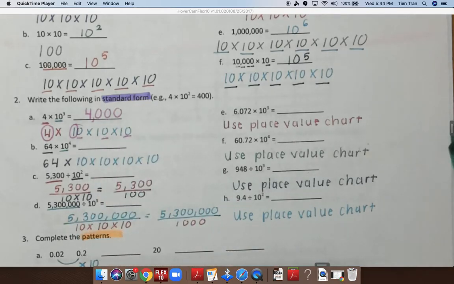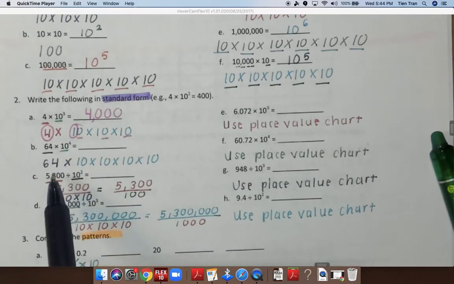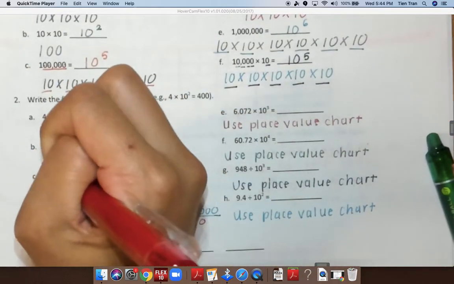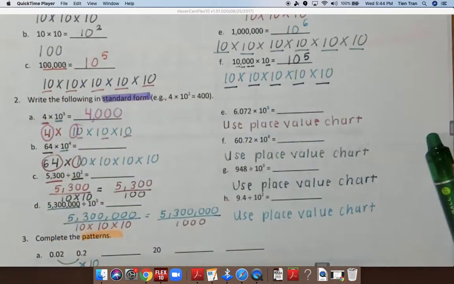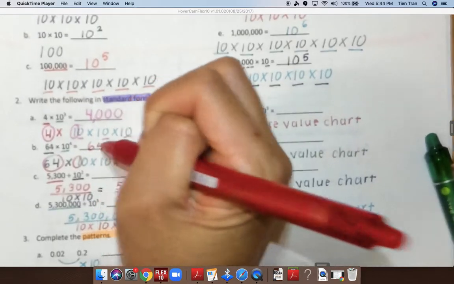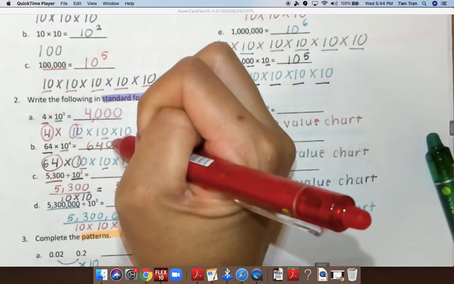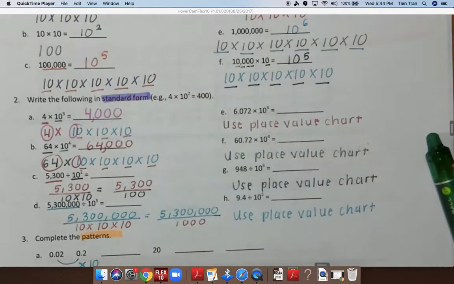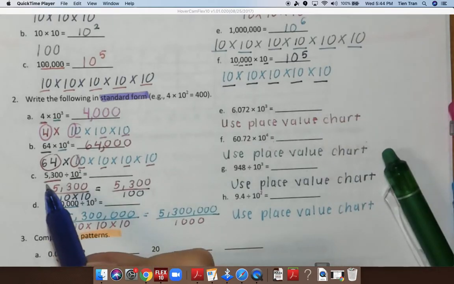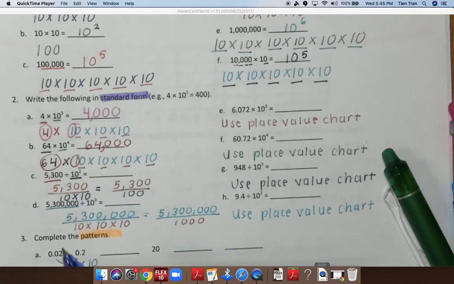Okay, now I'm going to try the next problem. We have 64 times 10 to the power of 4. Same thing. I'm first going to multiply 64 times 1. 64 times 1 is going to give you 64. And then I have 1, 2, 3, 4 zeros. Okay? Now, for my next equation, problem C, I have 5,300 divided by 10 to the power of 2.